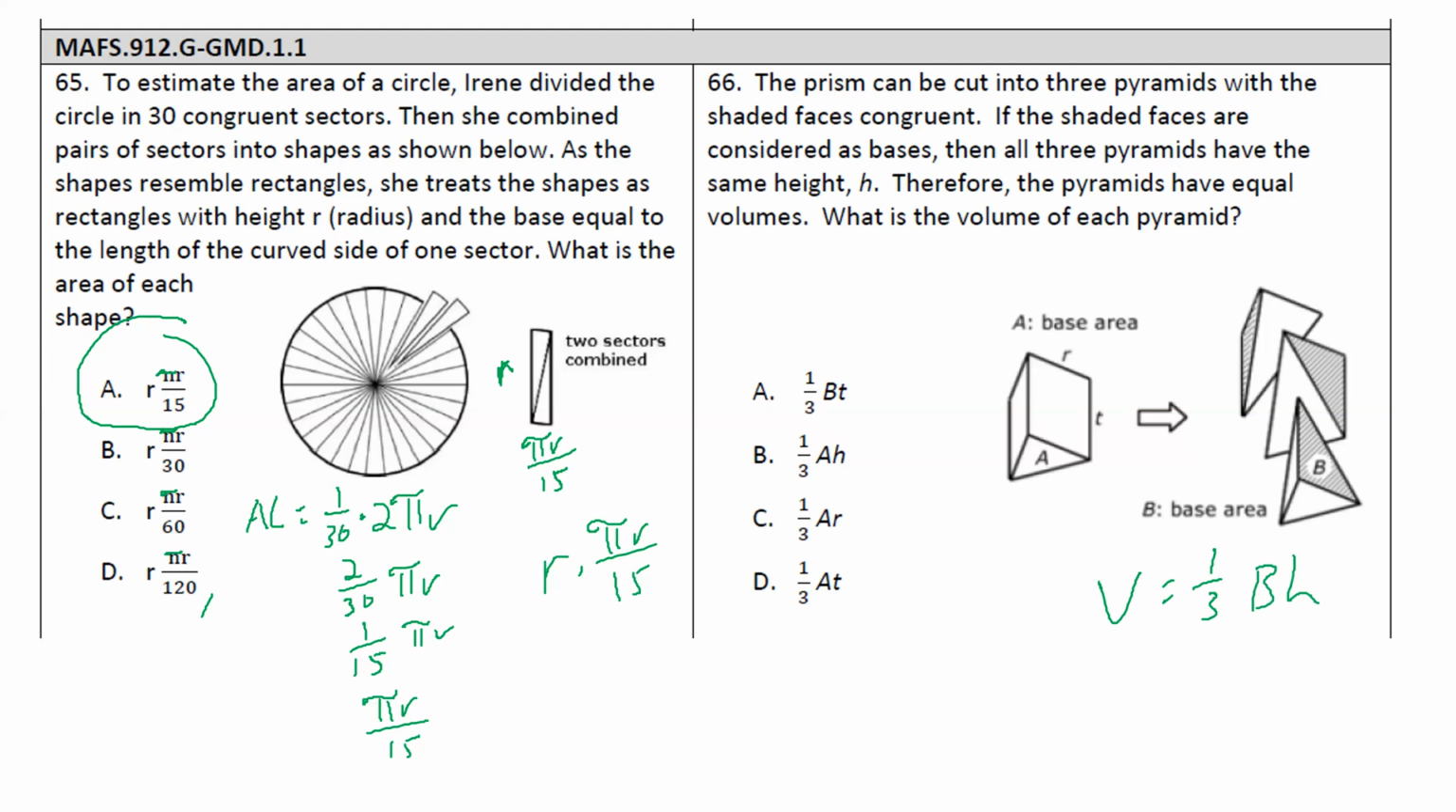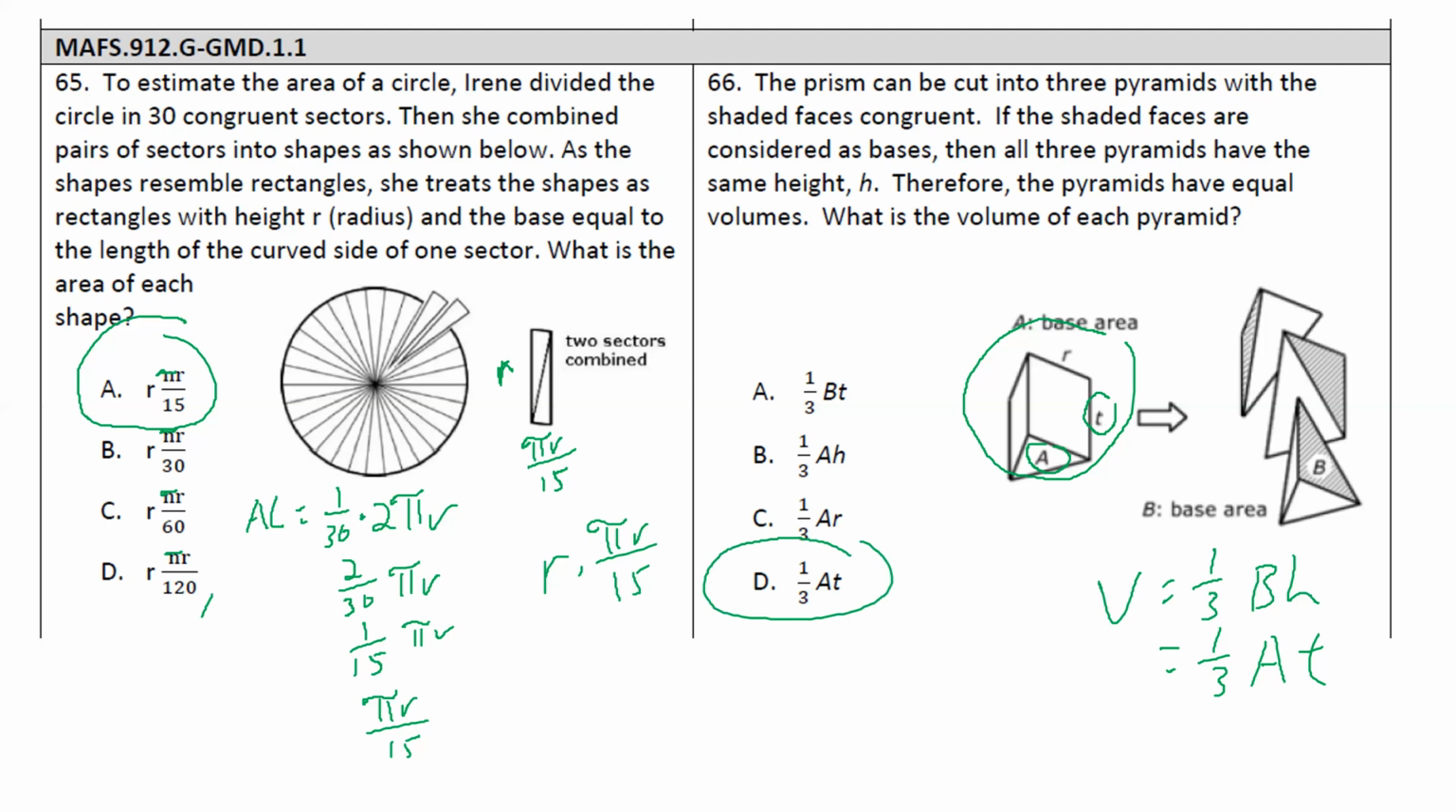Now, in order to do this, the tricky part is they're actually going back to our prism over here. So although they talked all about these pyramids, they are looking at the prism that's on the left. So the area of the base of the prism is A. The height of the prism is T. So all we actually have to do is replace big B with the capital A and height with T. And then we have our answer, which is D.